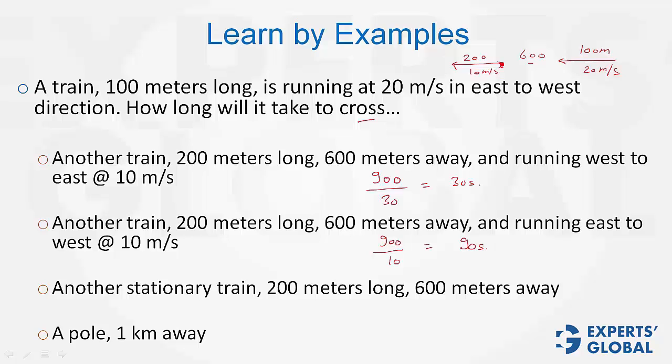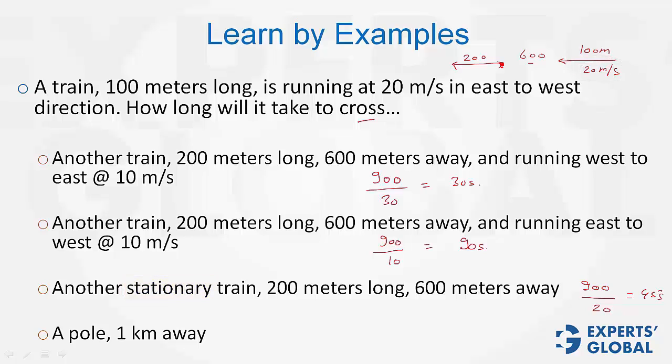Third question. This train, they say, is stationary. So the speed would be 0 meters per second. Distance to be covered is still 900. And the speed is simply the speed of the first train, 20 meters per second. Therefore, the time needed is 900 divided by 20 equals 45 seconds.